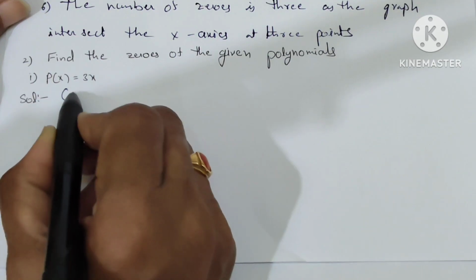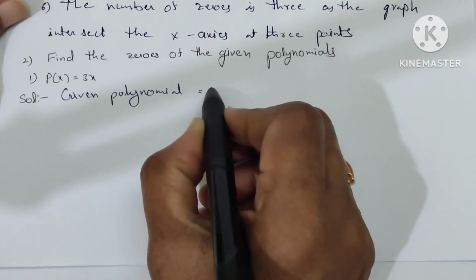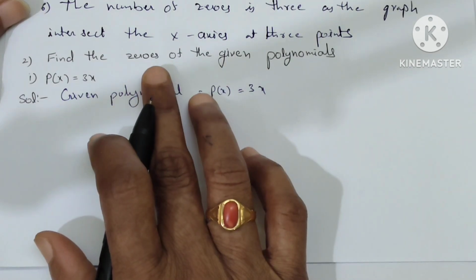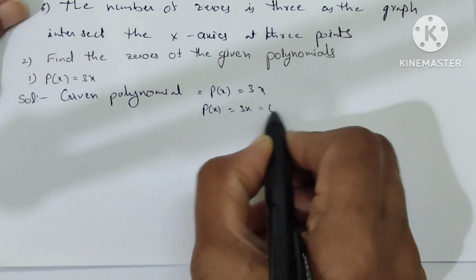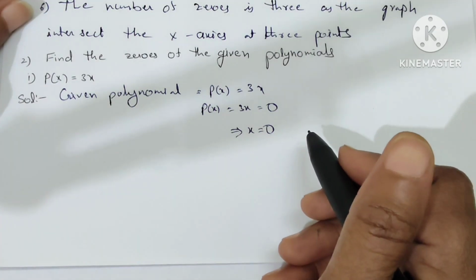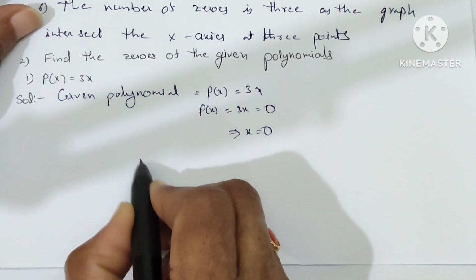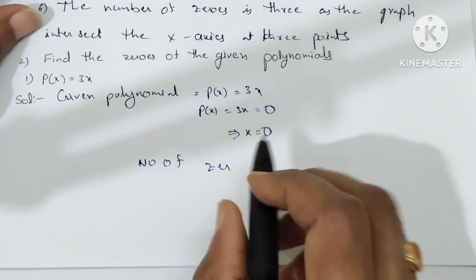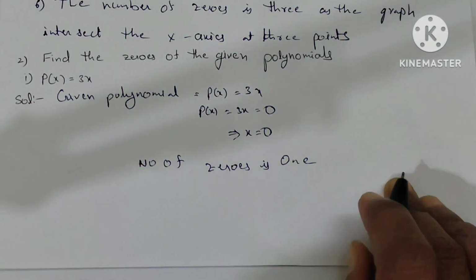So first, the given polynomial is p of x equal to 3x. The number of zeros means we set this polynomial equal to 0: p of x equal to 3x equal to 0. So x equal to 0. So the number of zeros is 1, since this monomial has 1 zero. So this is the first one's solution.